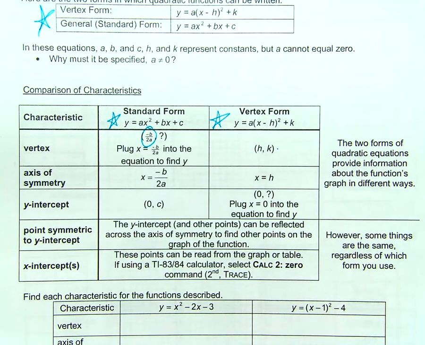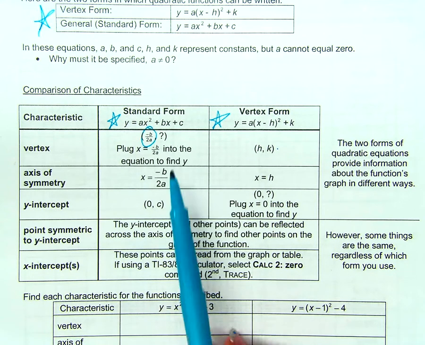And then you actually have to plug that value into the equation for x to find the y value of the vertex. That may not make sense right now. Hopefully it does. Let me know, yes or no. If not, I think it will in just a moment when we get to some sample problems. Fair enough?